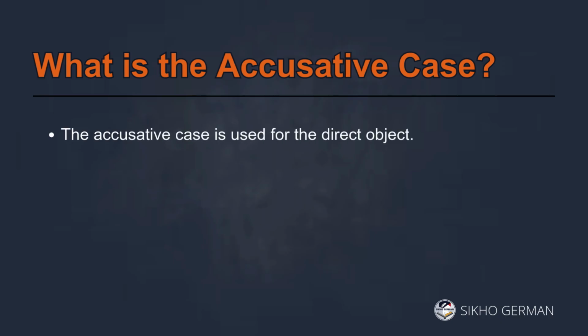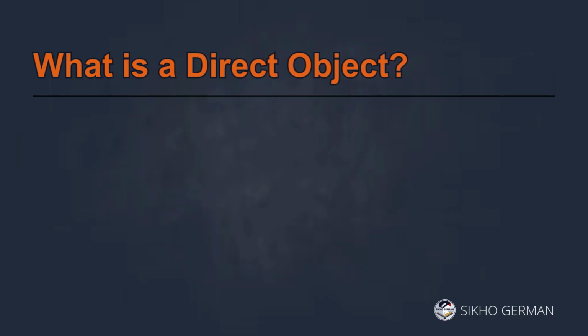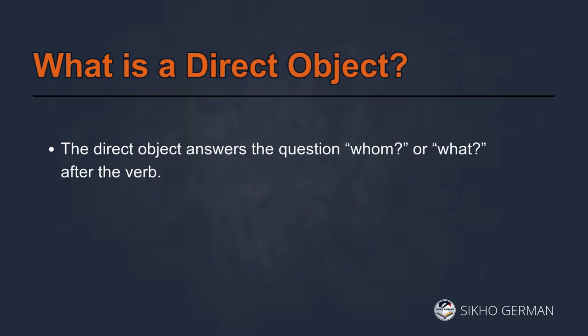The accusative case is used for the direct object, in other words, the thing or person that receives the verb's action. And what is the direct object? The direct object is what or whom the subject is acting upon. It's the target or recipient of the action being performed. Let's look at some examples to make this crystal clear.